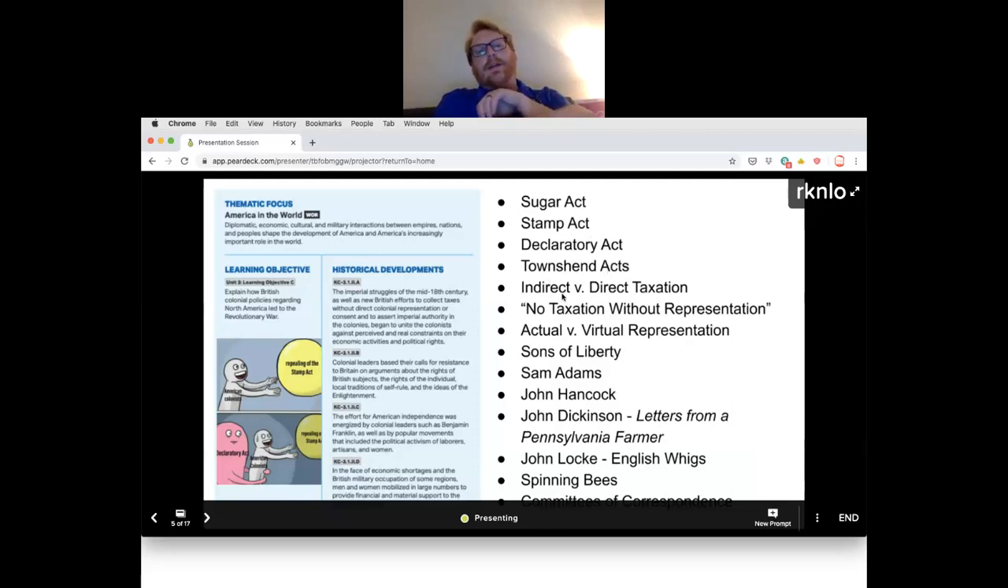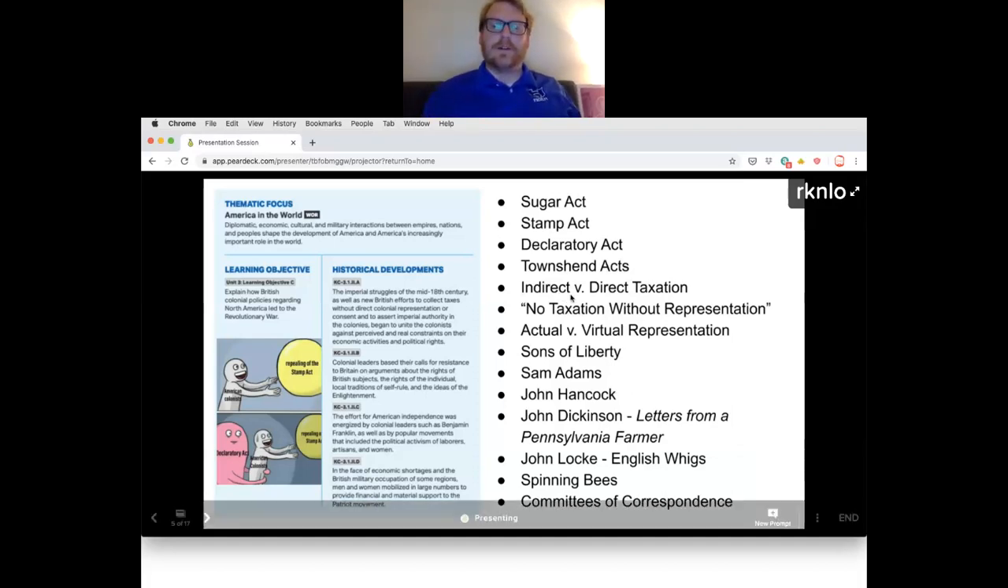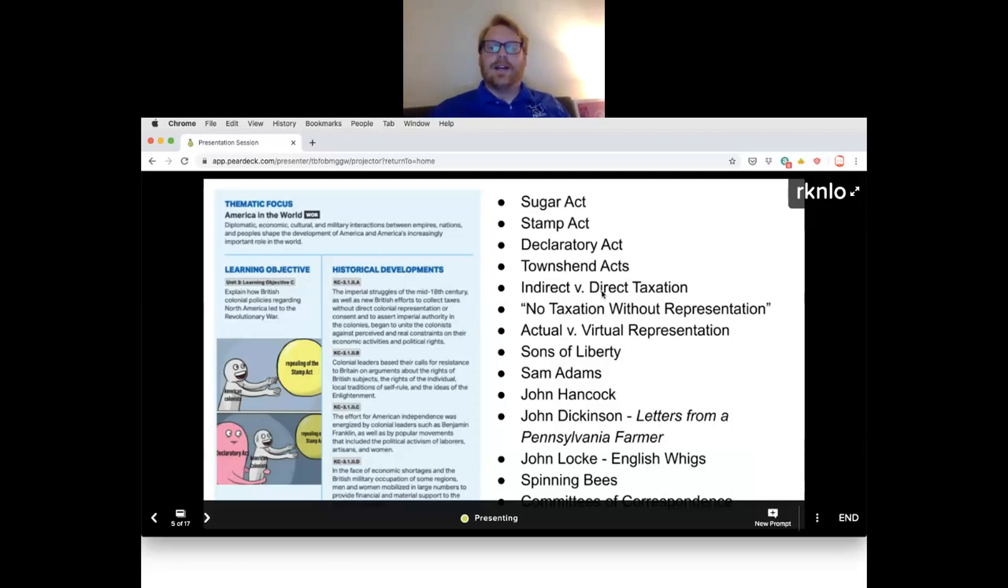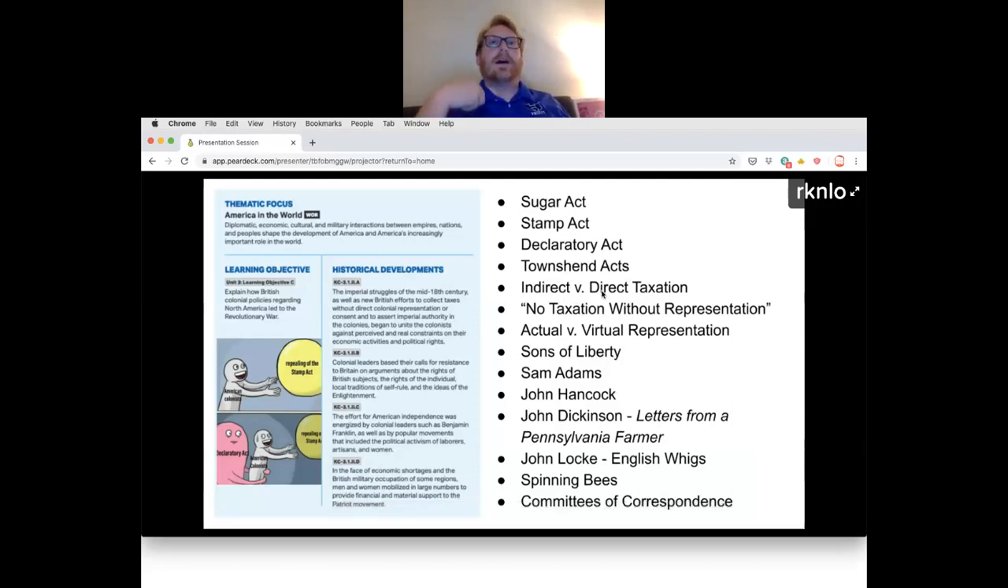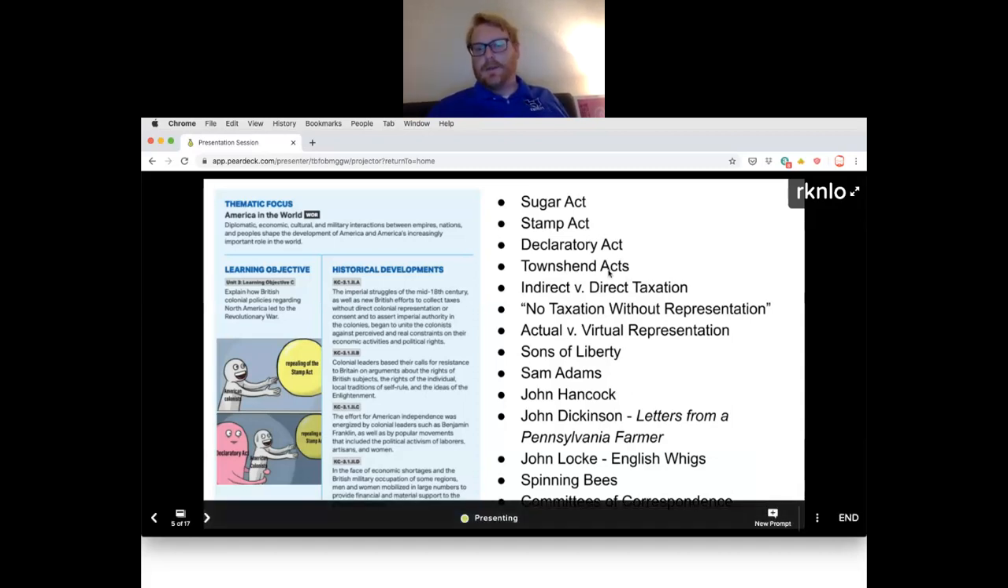If you don't remember what that was, an indirect tax is like a tariff or a duty on something that you're bringing into the country. A direct tax is more like a sales tax. I notice and understand a sales tax much better than I understand the issues behind a tariff. So when we're talking about why the people are upset, the direct taxation of the Stamp Act or the Townshend Acts would be a much bigger motivator for them.